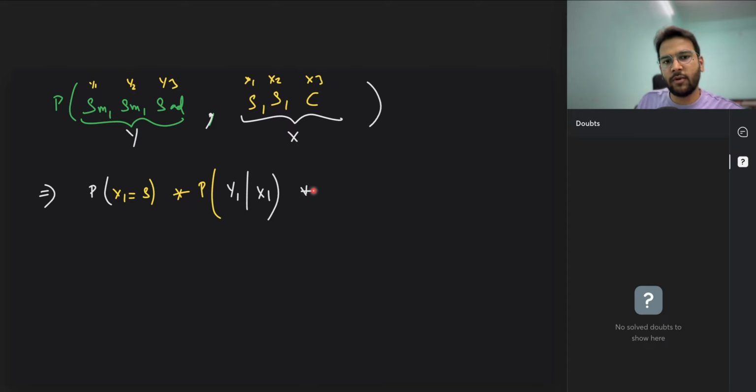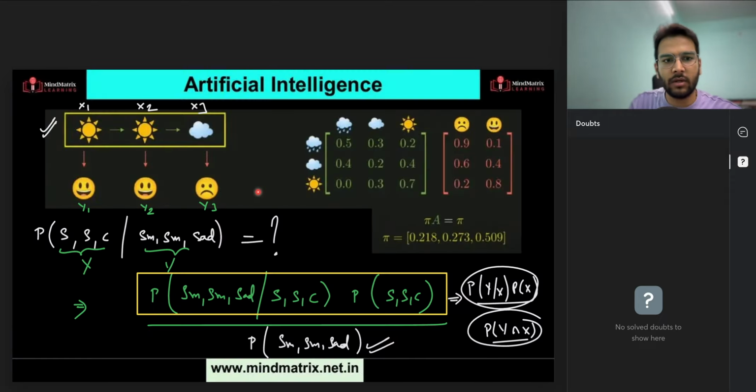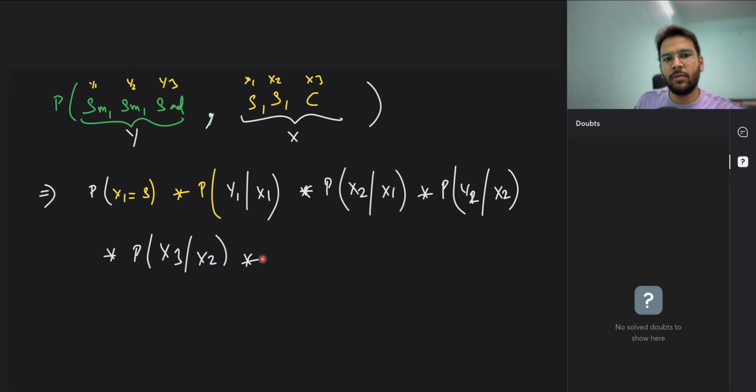Probability of x2 given x1, multiplied by probability of y2 given x2, multiplied by probability of x3 given x2, multiplied by probability of y3 given x3. Clear? Now just substitute the values.